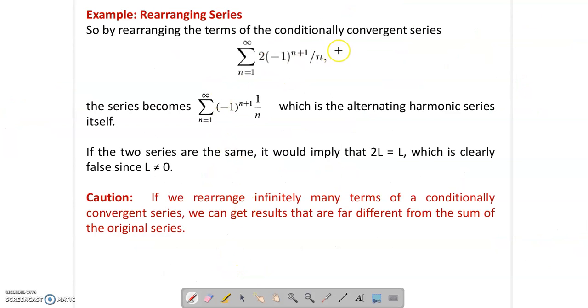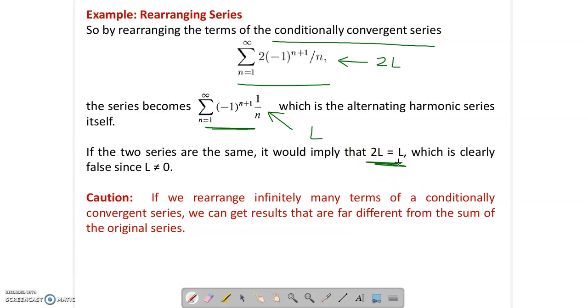So by rearranging the terms of a conditionally convergent series, this series, twice the harmonic series we considered, the series became this alternating harmonic series. So if the two series are the same, initially this is basically 2L and this is L. If these are the same, it means 2L has to be equal to L. But clearly this cannot be the case, because they could be equal only if L is equal to 0. But in our case, L is not equal to 0. Right? So we have reached a contradiction.